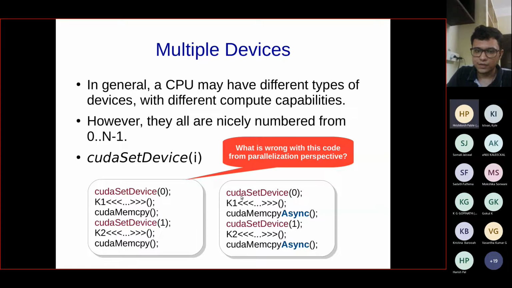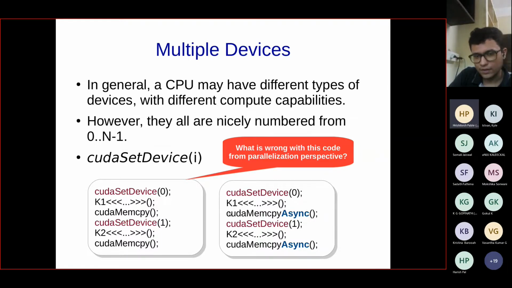That is, this kernel launch will happen, that is, K1 will be executed on GPU 0. Meanwhile, the CUDA mem copy is also happening. The CPU will move further. It will go to this statement, set the device to 1, and then launch kernel K2. So now please note that kernel K1 is being executed on GPU 0, kernel K2 is being executed on GPU 1, and these two things are happening simultaneously because of the non-blocking nature of CUDA mem copy async.